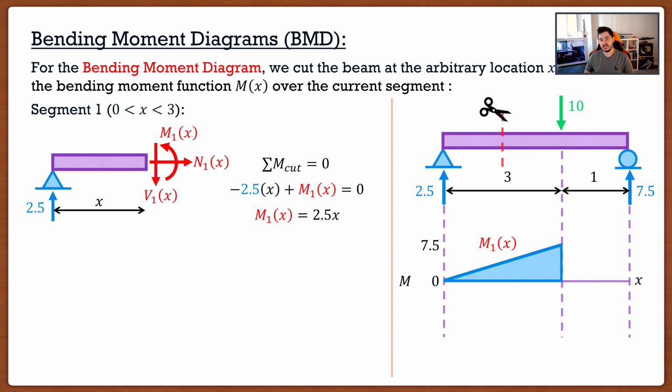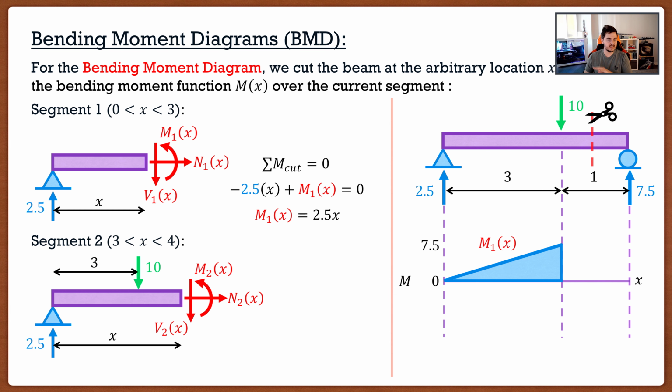Now, if I want the second segment, I'm going to do the same procedure. So instead of cutting in segment 1, I'm going to move my cut over to segment 2, and I'm going to analyze it where x is between 3 and 4. Again, I'm going to have the same free body diagram as before. So this is a nice thing. If you're solving for both the shear force diagram and the bending moment diagram, you could have done them both at once. You don't have to keep drawing diagrams over and over again because they're going to be the same.